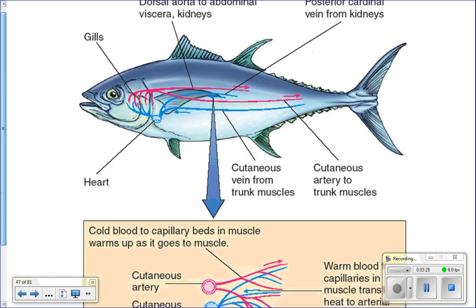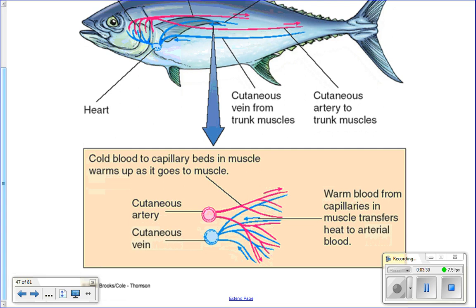Here's a picture to help you see it. So you've got the red arteries carrying the warm blood and the veins carrying the cold blood, and they're arranged next to each other. Okay.